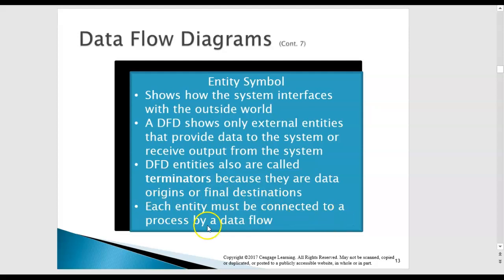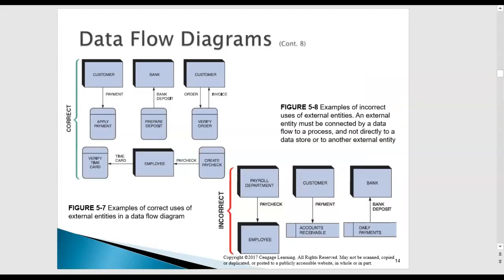Each entity must be connected to a process by a data flow, because that essentially determines if the entity is an origin or if the entity is a final destination for the data. On this slide, you can see some nice examples of how the entity symbol is used within your data flow diagrams. So for example, at the top over here, you see the correct ways of using the entity symbol, and at the bottom, you see the incorrect ways.